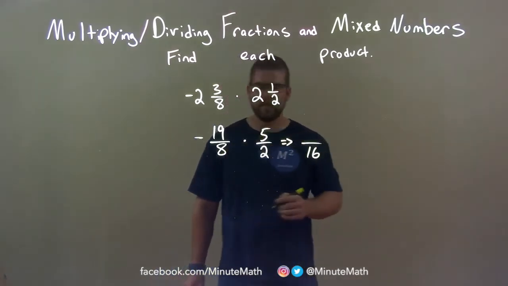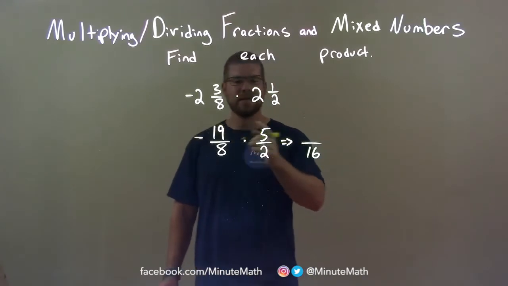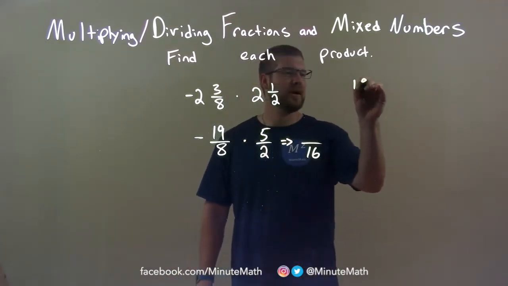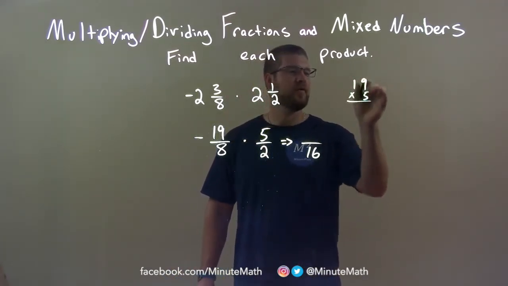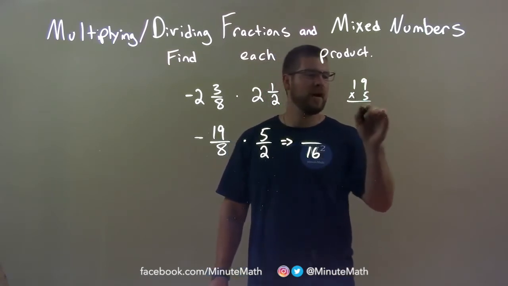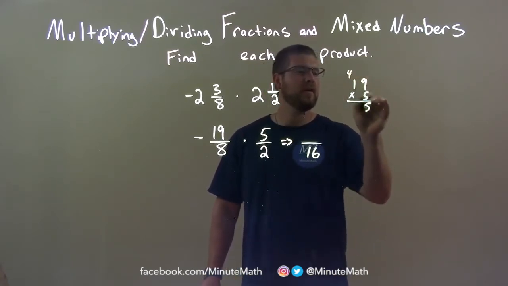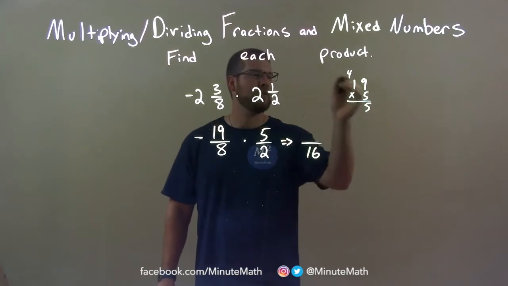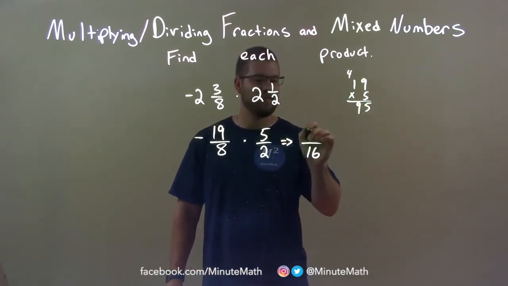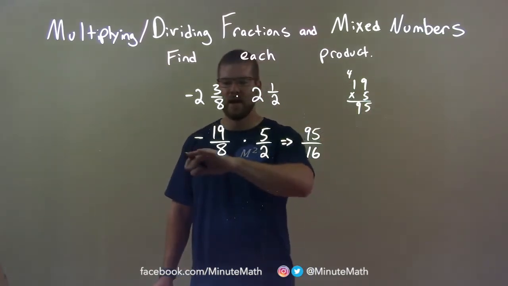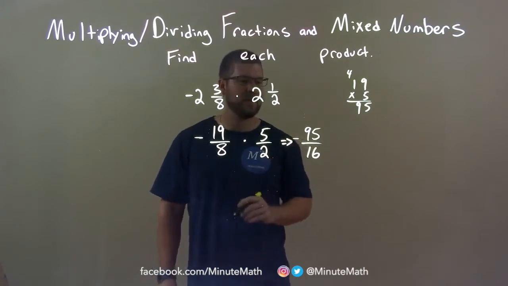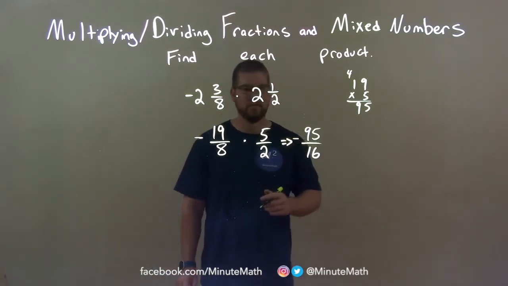Okay, numerator, a little more complicated. 19 times 5. If you need help here, 19 times 5. Okay, 5 times 9 is 45. 5 carry the 4. 5 times 1 is 5, plus 4 is 9. So we have 95 here. And a negative times a positive is a negative. So we have negative 95 over 16.